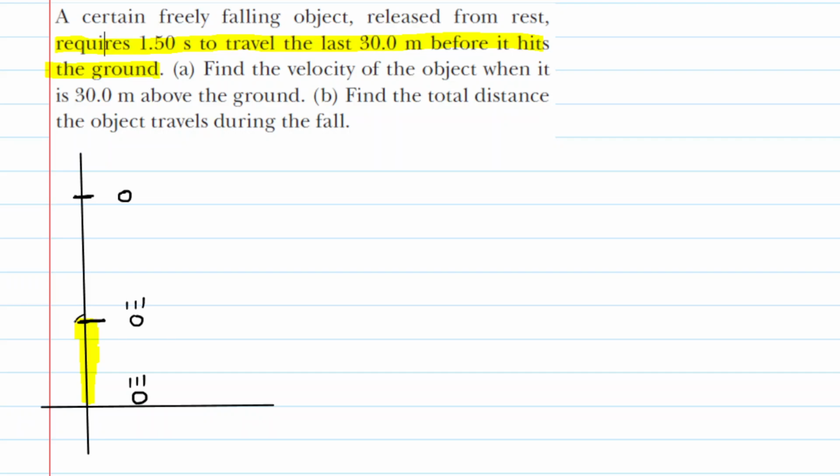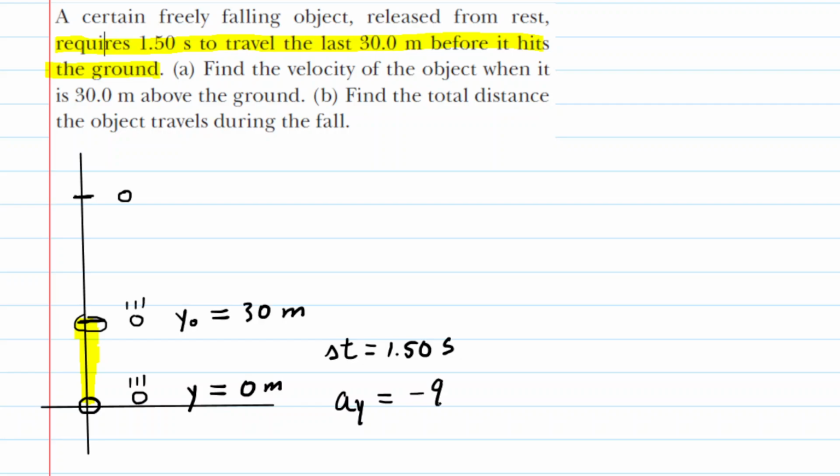So for example, where the object is located here would be its initial position. We're going to call that y0, and that's going to equal 30 meters because it's 30 meters above the ground. And then when the object hits the ground, the final y coordinate y would equal 0 meters. Now we know that it takes a time interval of 1.5 seconds for this to take place, and then the acceleration of this freely falling object in the y direction would be negative 9.8 meters per second squared.